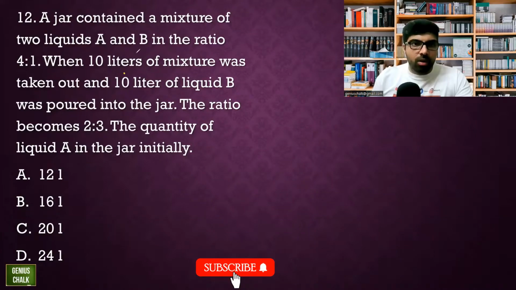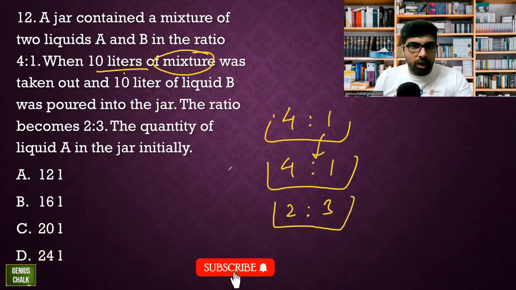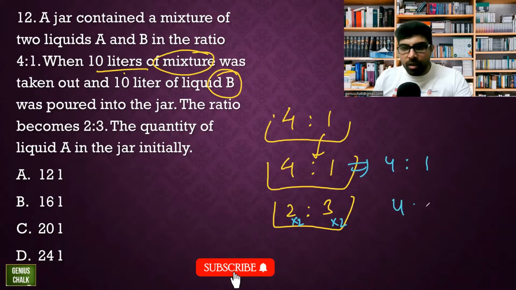So what we have: 2 cans, 4:1. Some mixture is taken out, 10 liters, fine. Again the ratio is 4:1 because we are taking the mixture out. Now 10 liters is replaced, and this is liquid B only. So that means liquid A has to be the same. Let's make it the same. Liquid B has been poured, so A has to be the same. So multiply this by 2, this also by 2. The new ratio changes to 4:1 and 4:6. So we can see that it is the same.